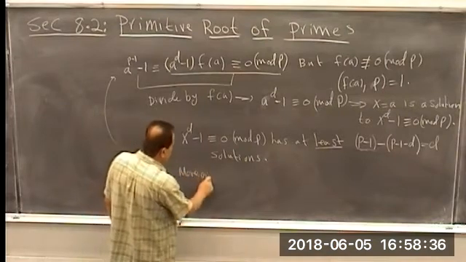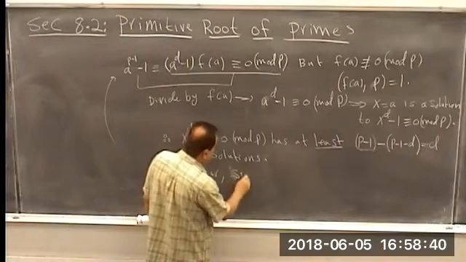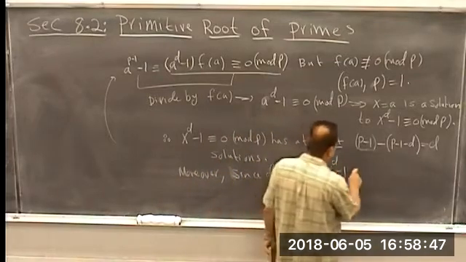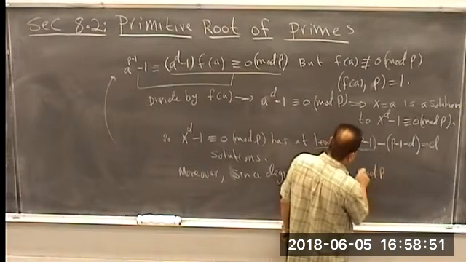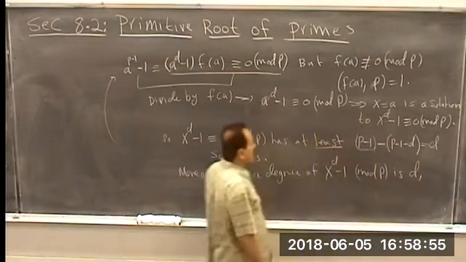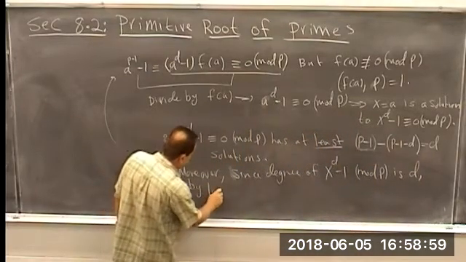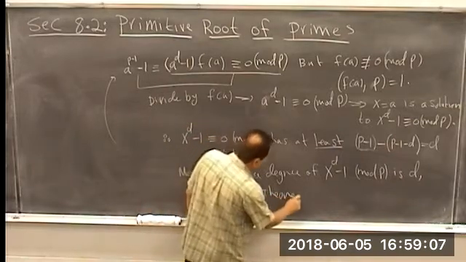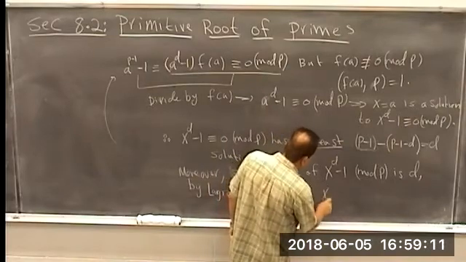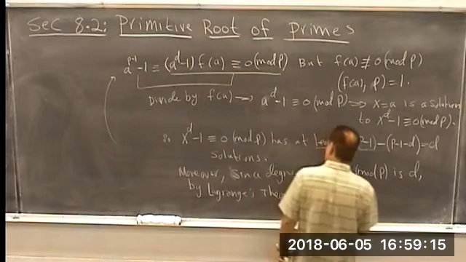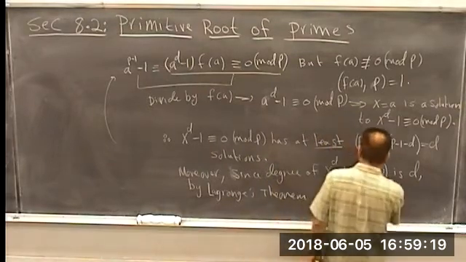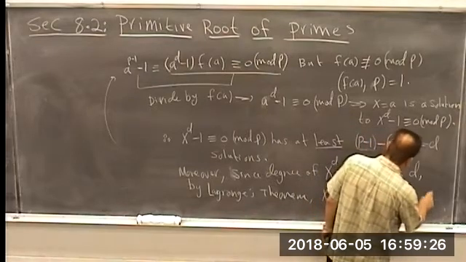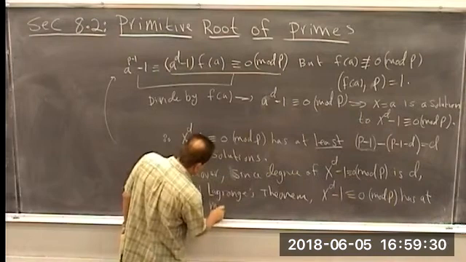Moreover, since the degree of x to the d minus 1 mod p is d, then by Lagrange's theorem, x to the d minus 1 congruent to 0, actually we put in here mod p, all right, mod p, has at most d solutions.